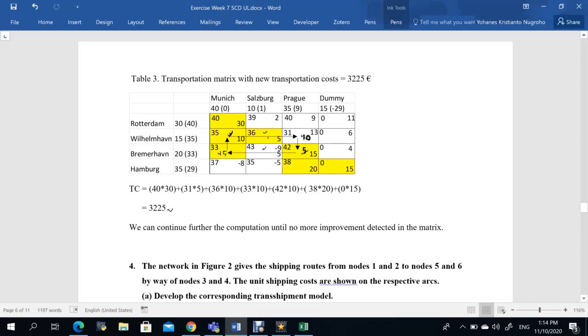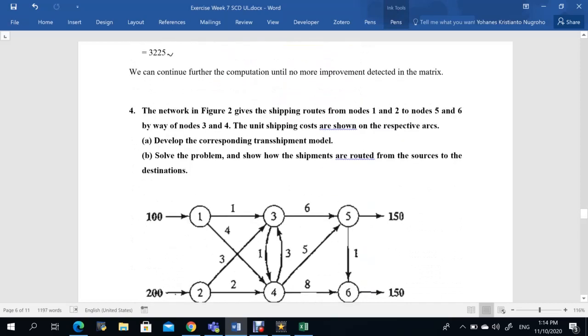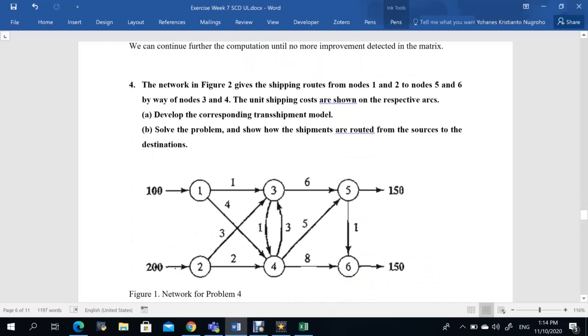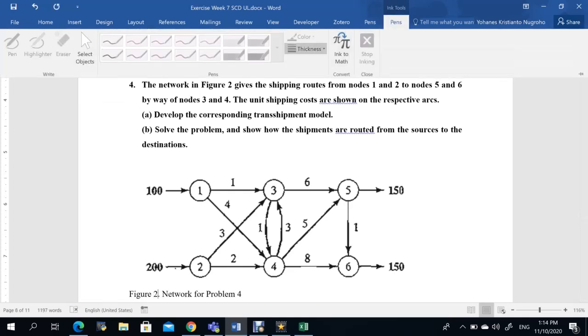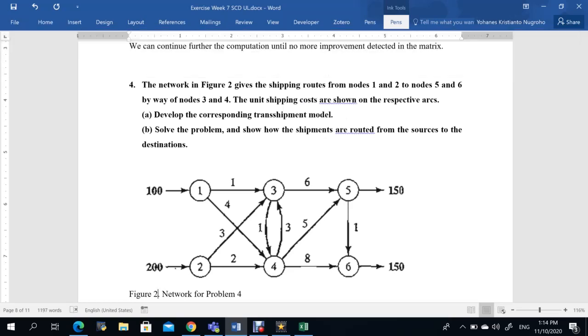All right. Now we go to the last question. Question number 4. We have the network in our figure. Actually, this figure should be figure number 2. Right? And figure number 2 gives the shipping routes from nodes 1 and 2 to nodes 5 and 6 by way of nodes 3 and 4.